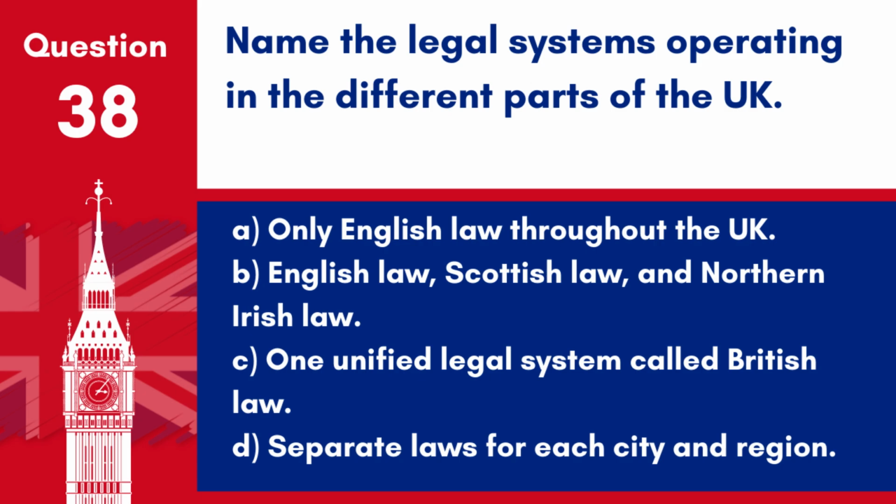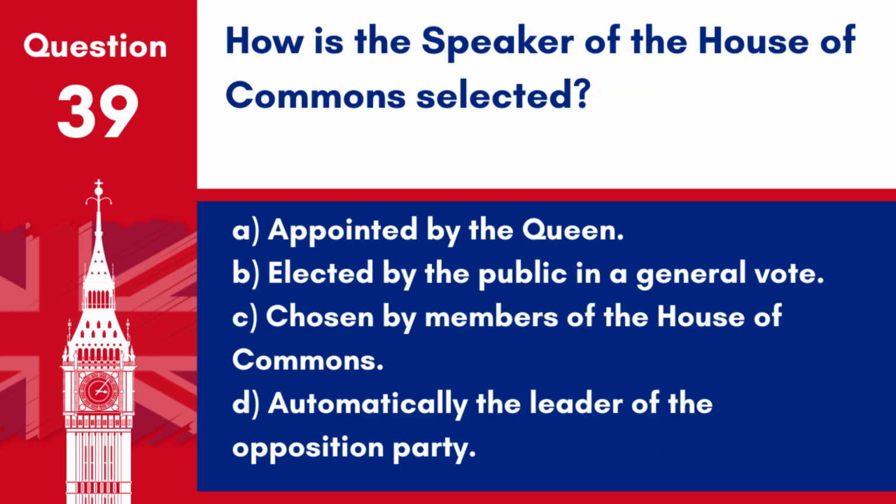Question 38. Name the legal systems operating in the different parts of the UK. A. Only English law throughout the UK. B. English law, Scottish law, and Northern Irish law. C. One unified legal system called British law. D. Separate laws for each city and region. Answer. B. English law, Scottish law, and Northern Irish law. The UK has three distinct legal systems: English law in England and Wales, Scottish law in Scotland, and Northern Irish law in Northern Ireland.